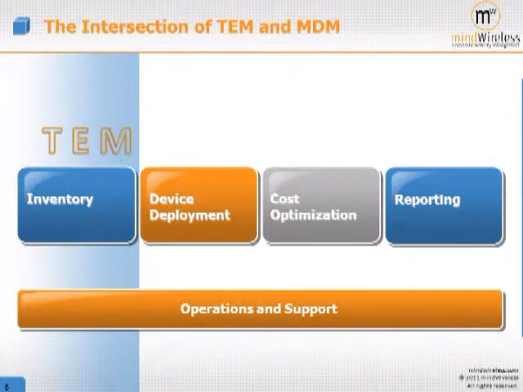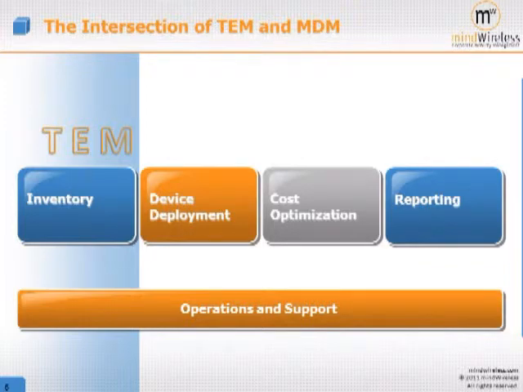TEM focuses on a full life cycle of management tools and processes to help manage day-to-day wireless activities. Inventory helps the organization keep tabs on corporate liable devices and where they belong in the organization. Device deployment focuses on the processes and approval routings to get devices into the hands of your employees, whether a new device or an upgrade.